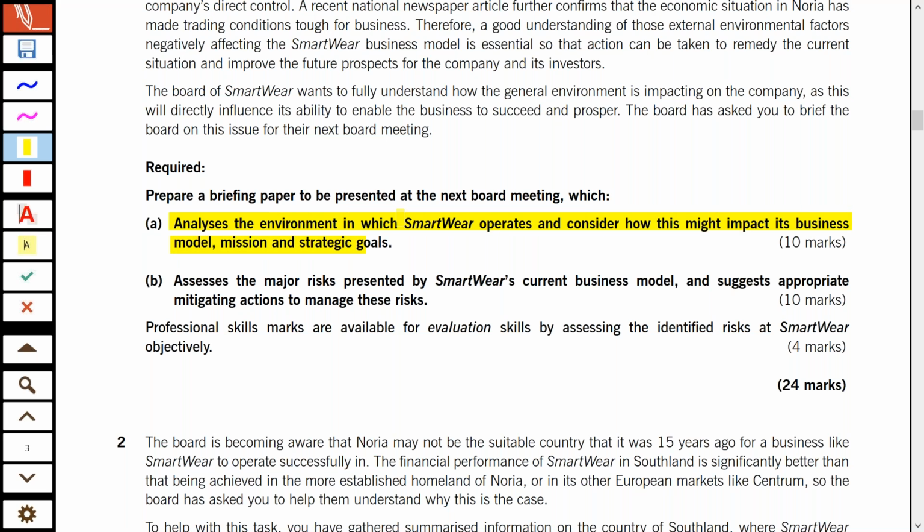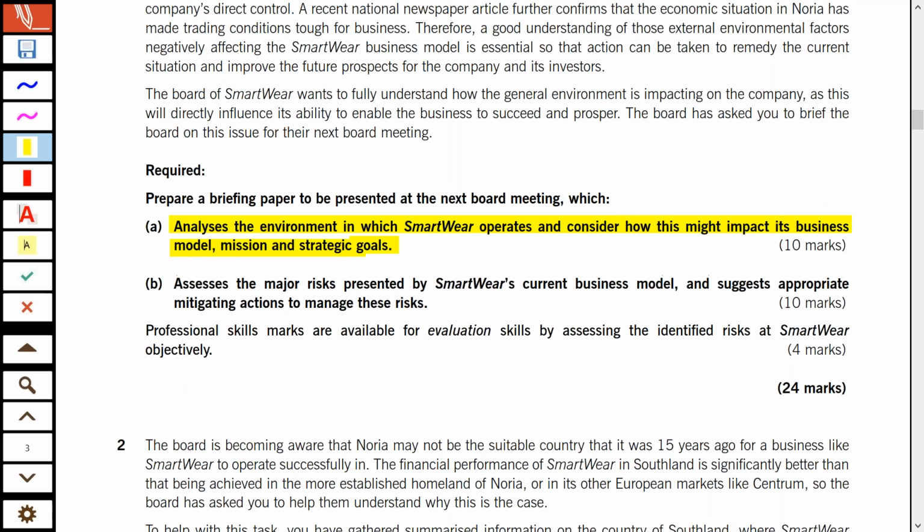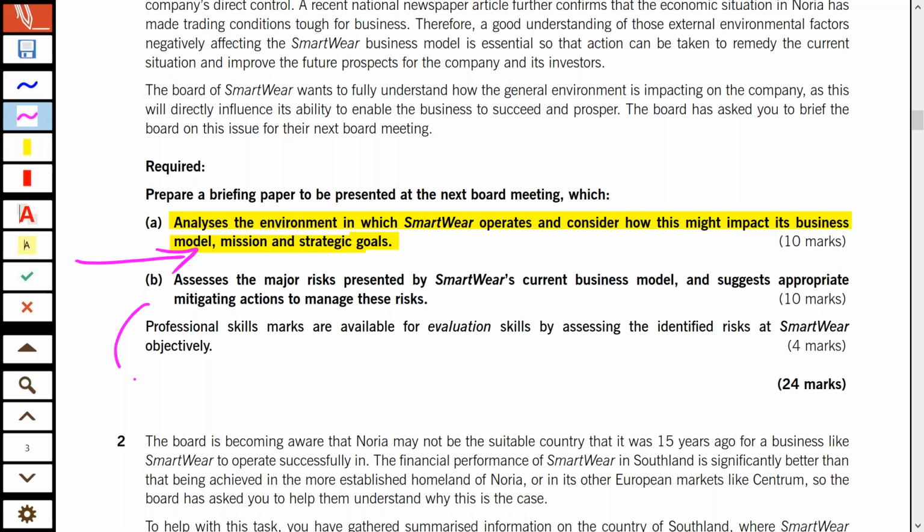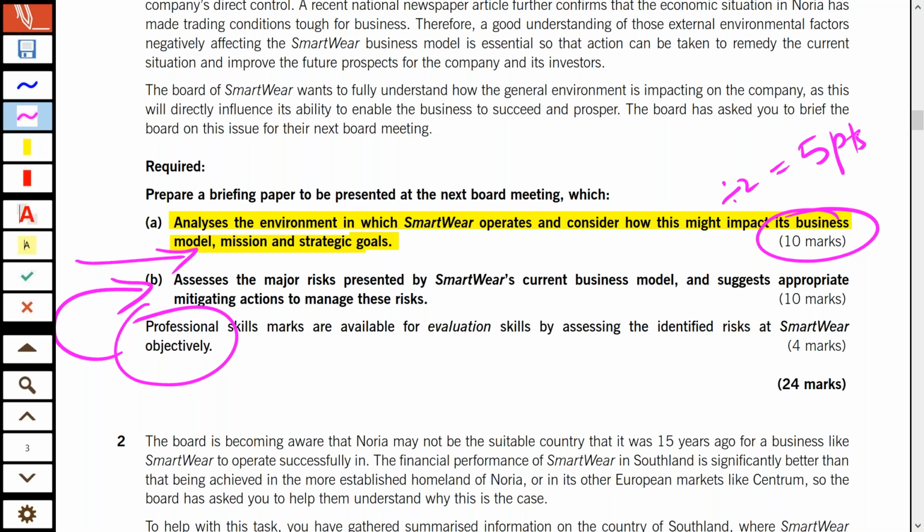There are no professional marks for this. Okay, there's nothing mentioned here. This professional mark is for part B, nothing for part A. So for this one, how many points? I just divide by 2. I need to come up with 5 points.